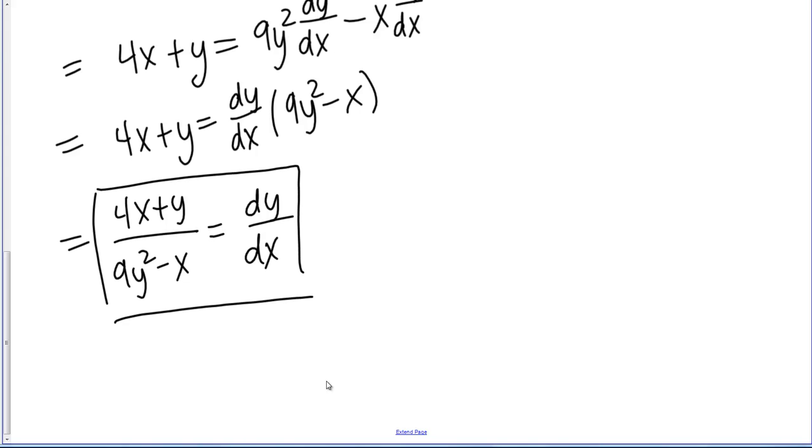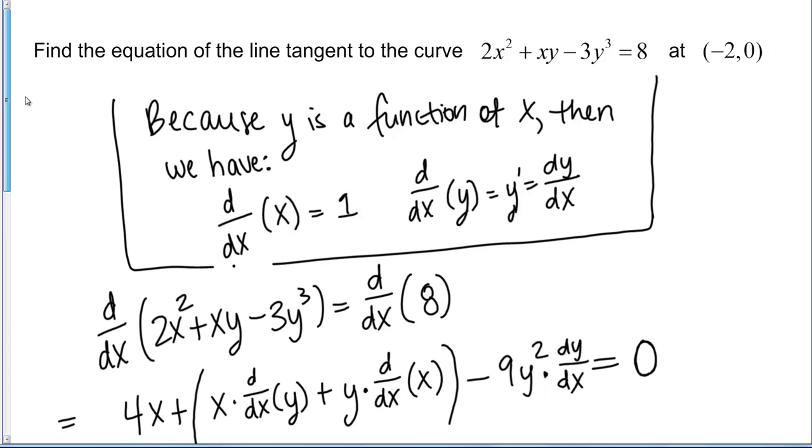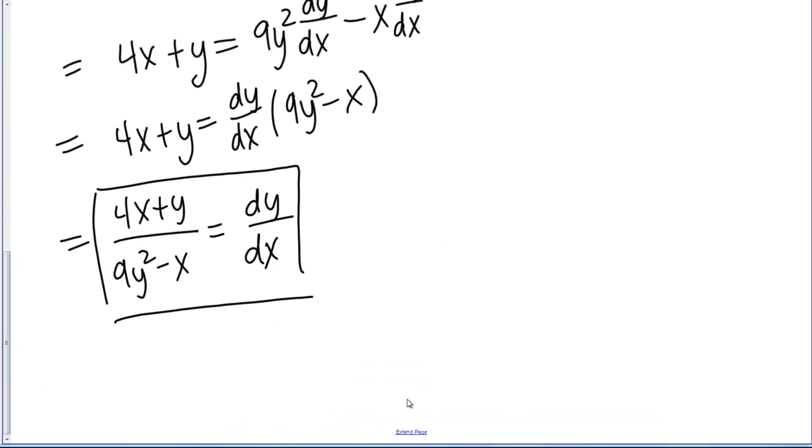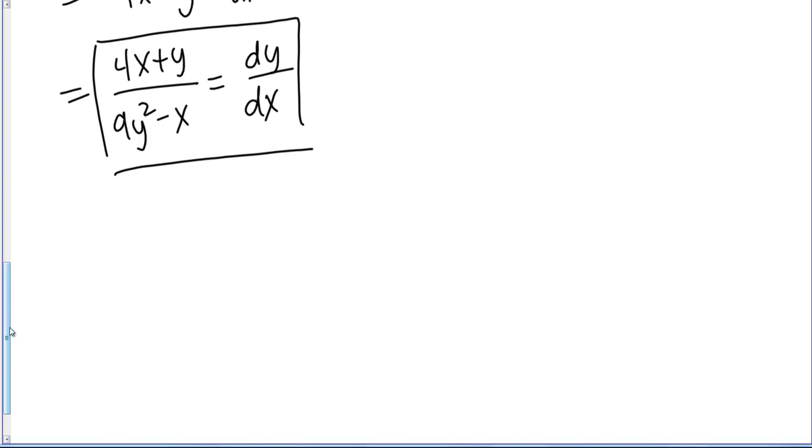Okay, so now that we have the derivative, we can actually find the equation of the tangent line, which is our ultimate goal. So remember the tangent line, the slope of the tangent line is given by the derivative. So I have the derivative. I just need to evaluate it at the point I'm interested in to find the slope of the tangent line. So let's do that here. Slope of tangent line.